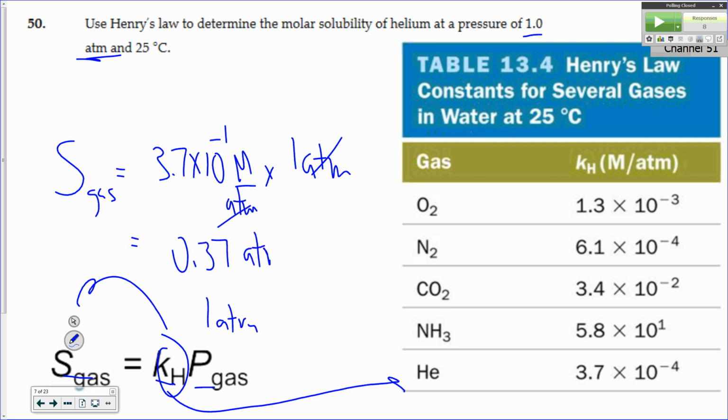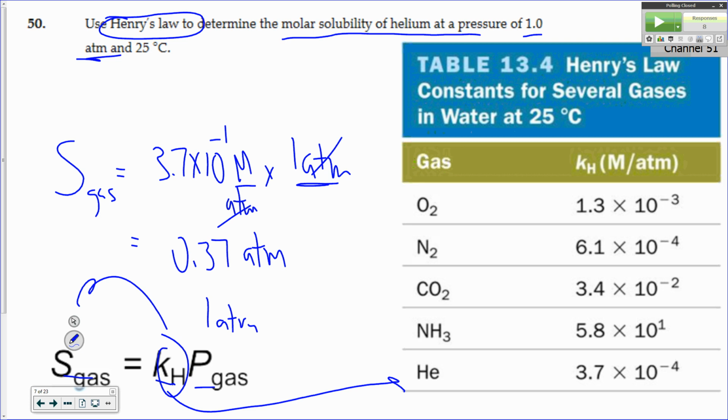If it's anything other than 1 atmosphere, we just multiply by that. So Henry's law is really simple to use. You just have to recognize, if you want to calculate the molar solubility of a gas, this is the equation that I use. This gives it away because I don't think I've ever asked what is the molar solubility of a gas without using that.